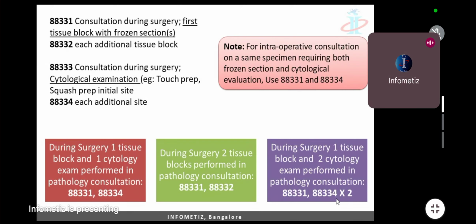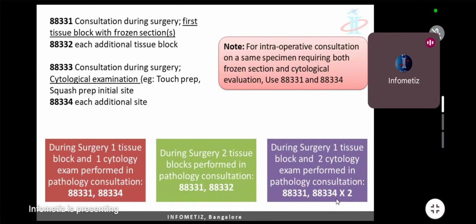So if we prepared one block, 88331. If we prepared two blocks, 88331 and 88332. If we prepare three blocks, 88331 and 88332 into 2, very good, because 88332 says each additional tissue block. Fine. If we prepare 5 blocks, 88331 once and 88332 into 4. Done. Easy.